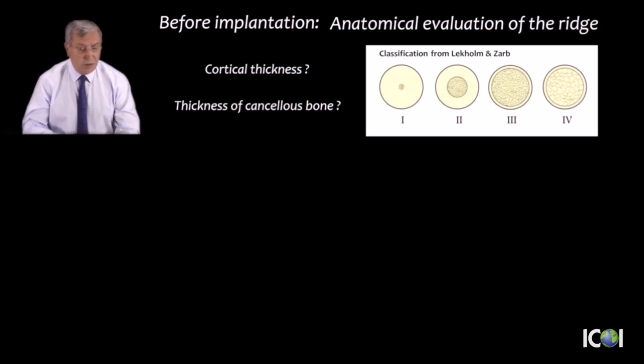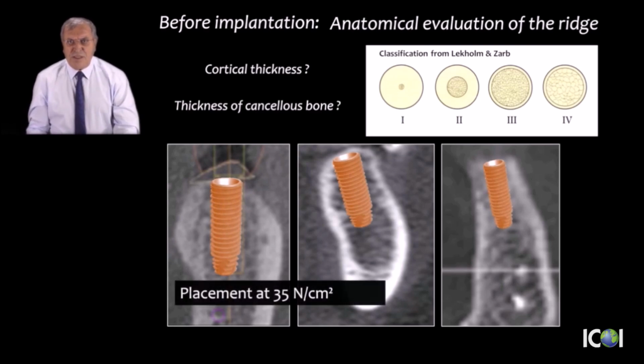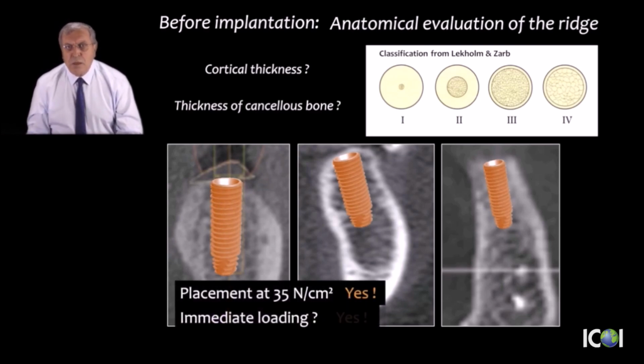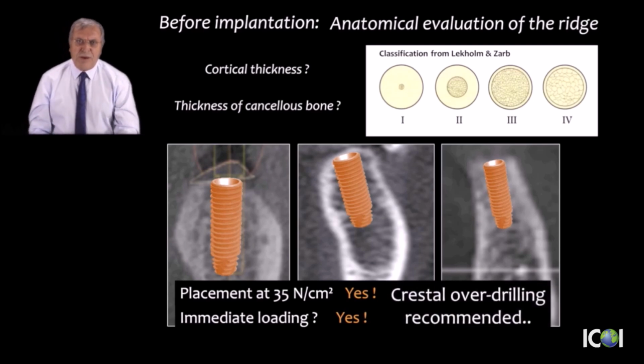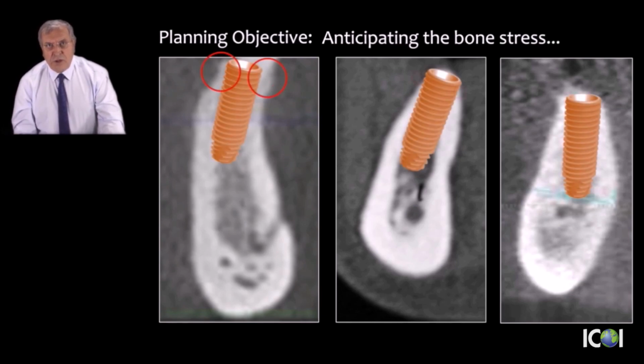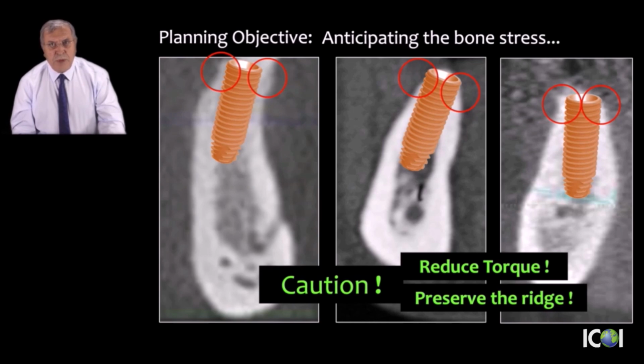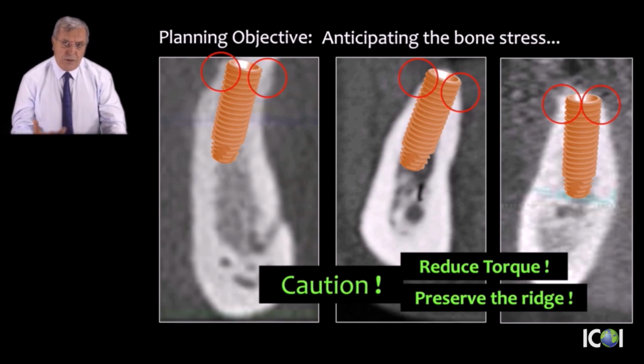If the bone is too dense, reduce the torque. If the bone is not dense, you can increase the torque. In this case, implant placement is safe because the implant is only in trabecular bone. Then you can place the implant with high torque. You can do immediate loading, but don't forget to overdrill the crest. In this other case, it's obvious that the implant will kill the cortical bone. It's impossible to place with high torque. It's impossible to make immediate loading. This is how we must plan the surgery.